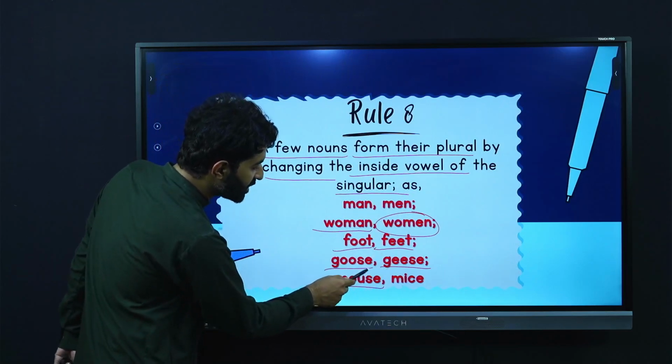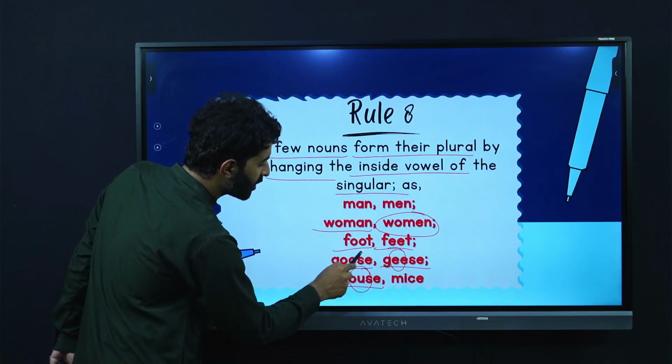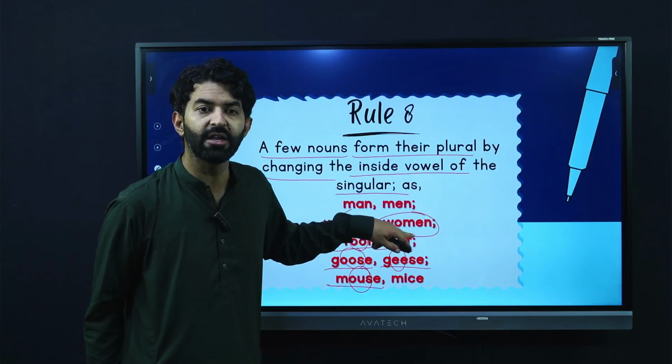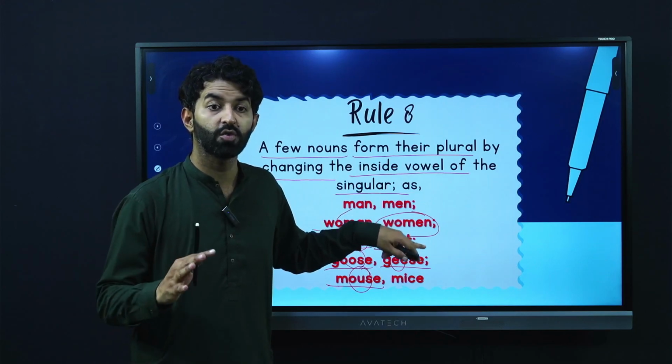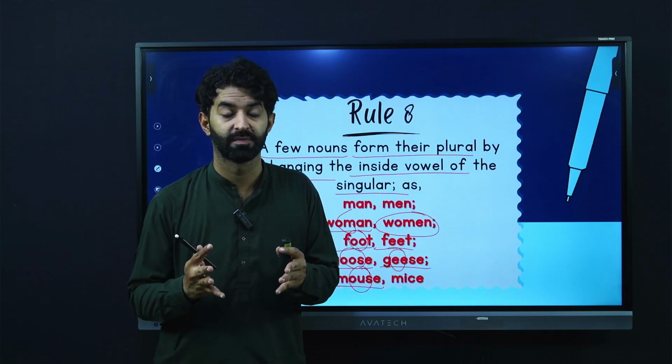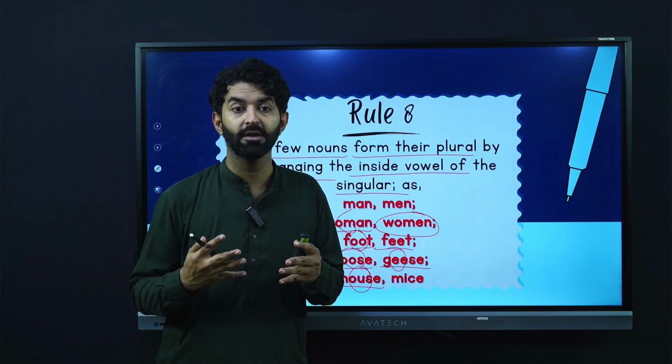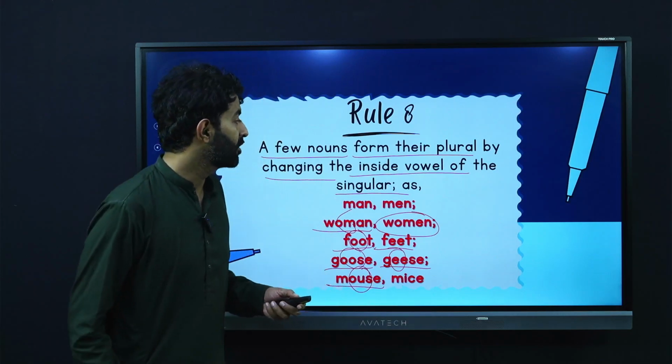So you change the inside vowels. What are we changing? Are we changing any consonants? We are only changing vowels. And vowels are your A, E, I, O, and U sounds.